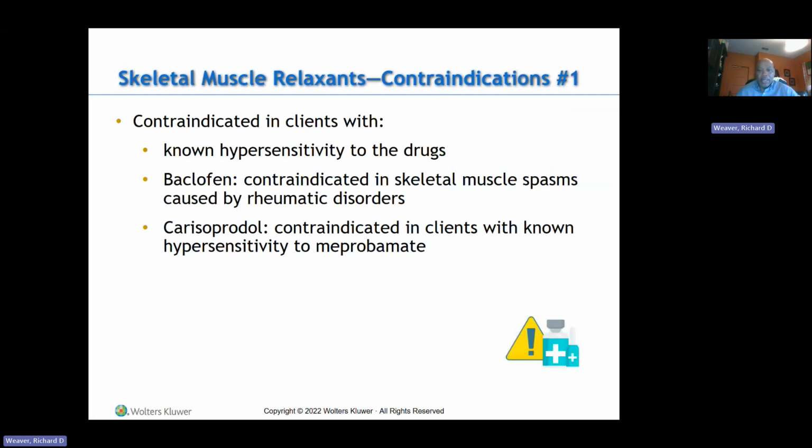Now, baclofen is primarily effective for treating spasticity. Think about spasticity that is caused by central nervous system disorders such as multiple sclerosis and spinal cord injuries. And so that's different than the muscle spasms that people may experience due to inflammation, such as in rheumatic conditions.